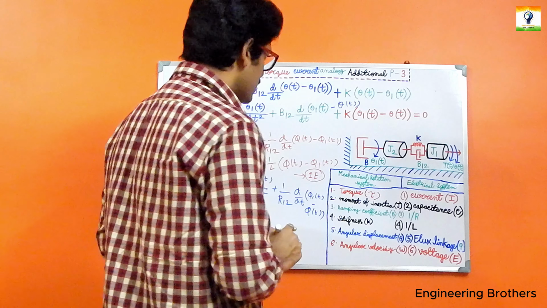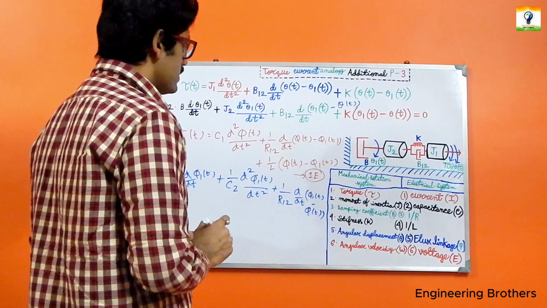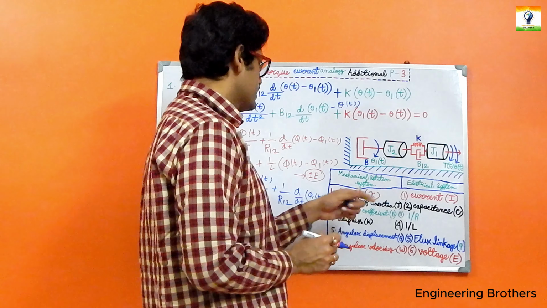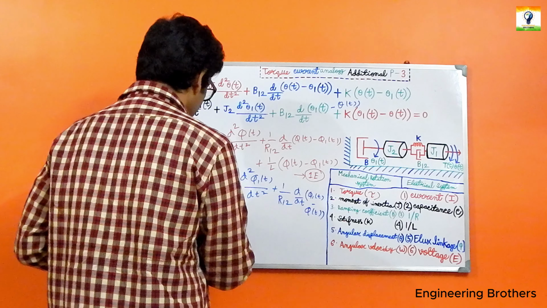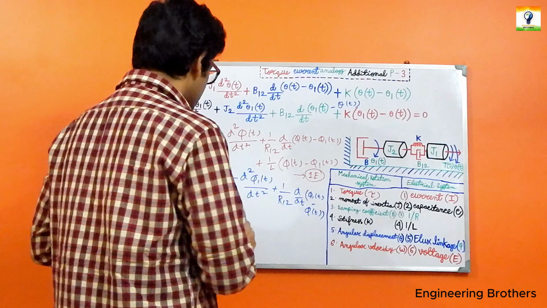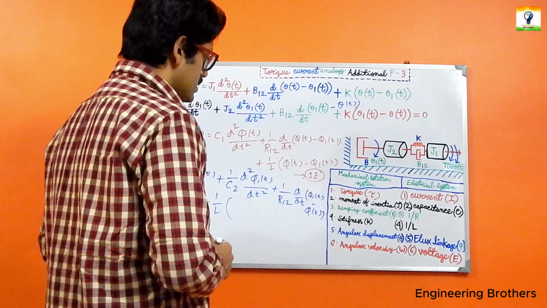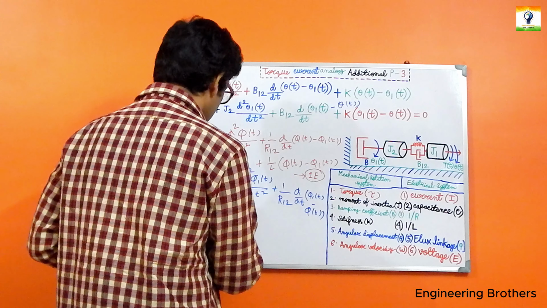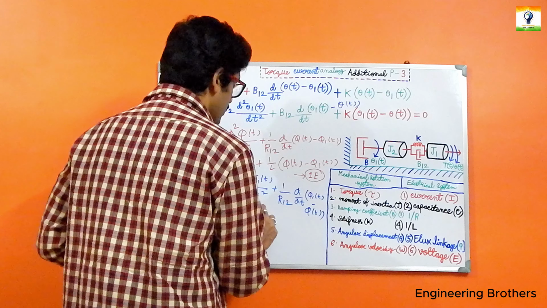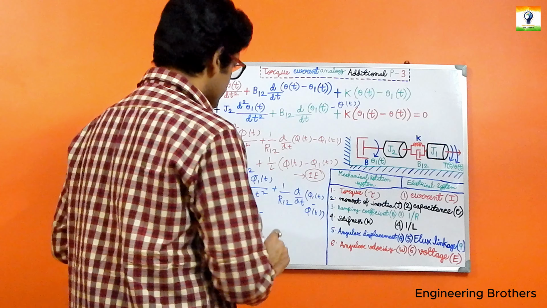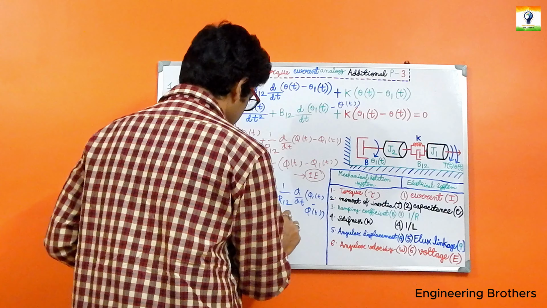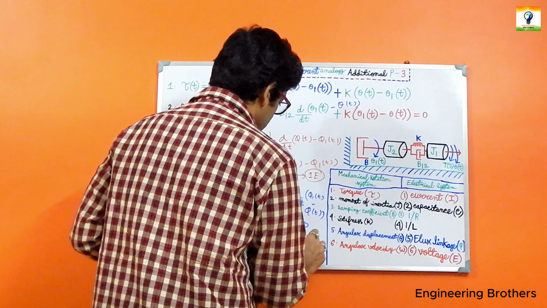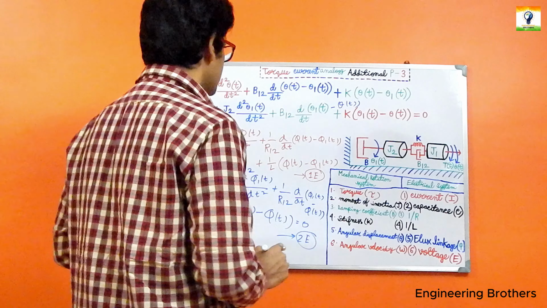And quite naturally for our k we have plus, the k is replaced with our 1 by L. So this one will be 1 by L, and inside our bracket I have the angular displacement replaced with our flux linkage, so this one will be phi1(t) minus phi(t), that is equal to 0. So this is our second electrical equation.